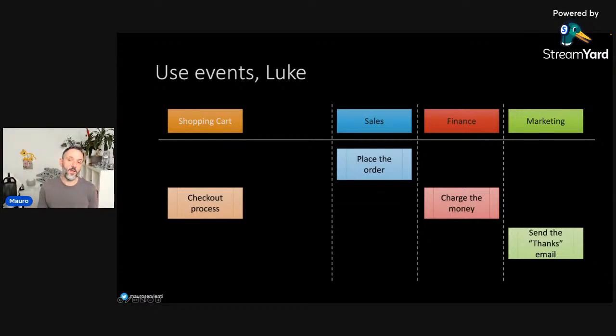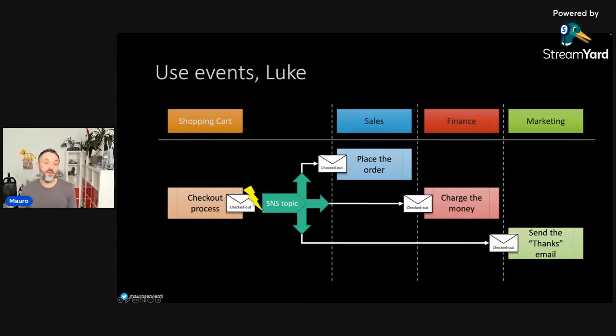Solve the same problem. What we could be doing is that shopping cart publishes a checkout event to an SNS topic. So it's a single operation going to a single resource, the SNS topic. On that topic, there will be 3 subscriptions. Each one of them will receive, in an eventually consistent manner, a copy of the checkout message published originally by shopping cart on the topic.